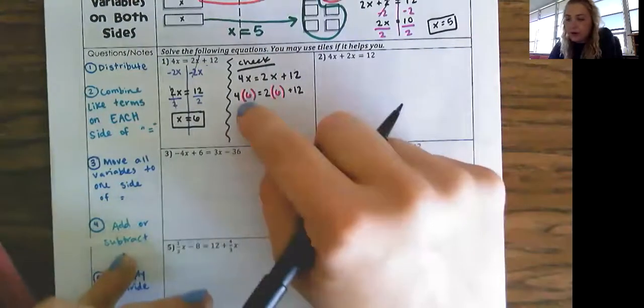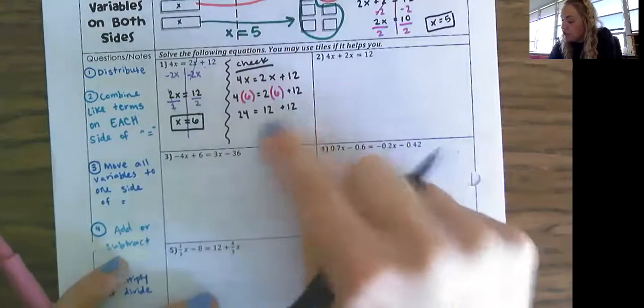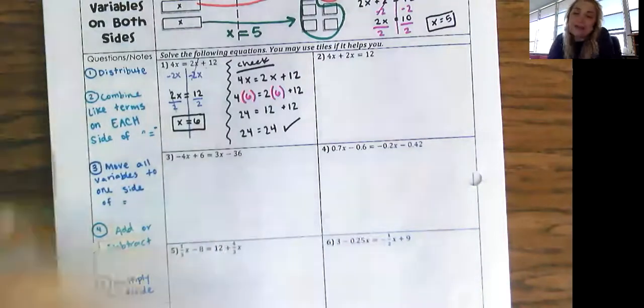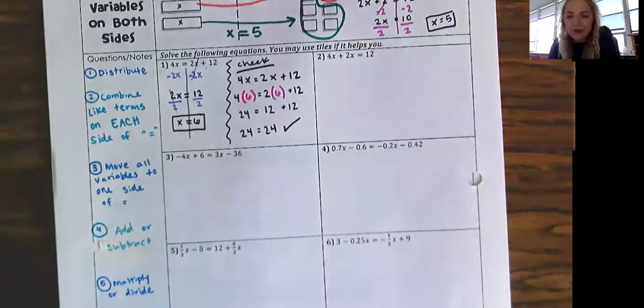Okay, 6 times 4 is 24. 2 times 6 is 12, and that plus 12 I haven't touched yet. 12 plus 12 is 24, so I get 24 equals 24. If this is true, which it is, then your answer is correct. If it was not true, then your answer would be incorrect because it doesn't satisfy that equation. All right, so that's how you can check your answer.